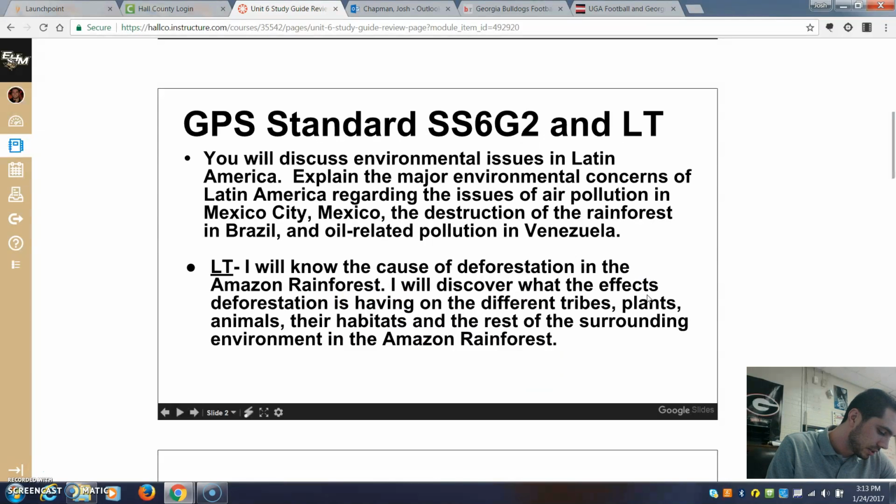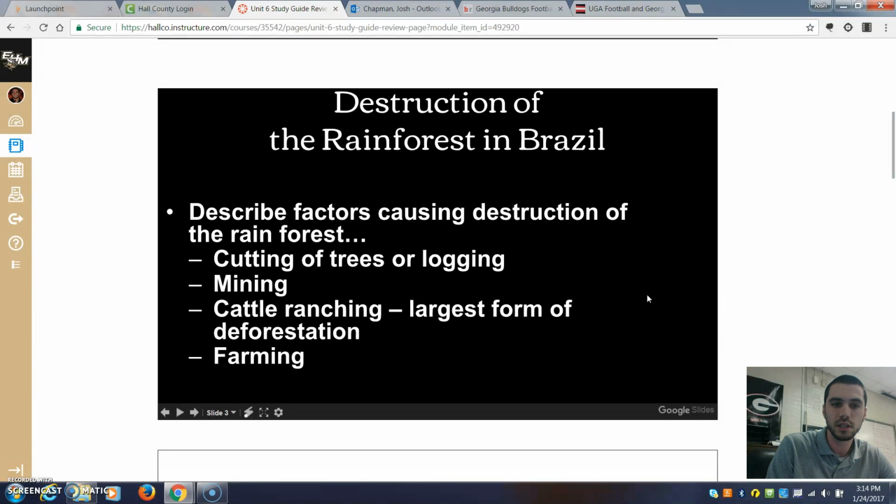The next question, number 6, says, what are the 4 reasons for deforestation of the Amazon rainforest? What are the 4 reasons for deforestation? Okay, in the Amazon rainforest, we click through. Here are the 4 reasons. Describe factors causing destruction of the Amazon rainforest. 1, 2, 3, 4. Yes, you will need to write all of these.